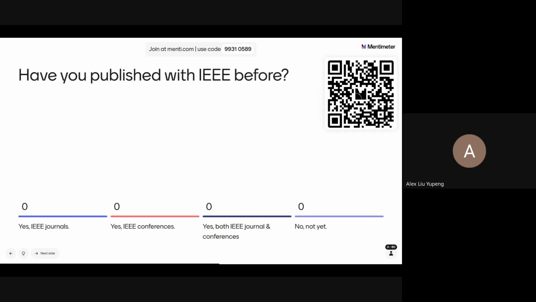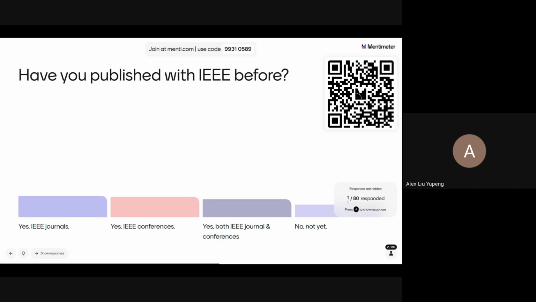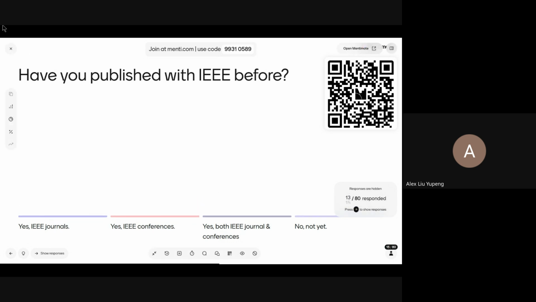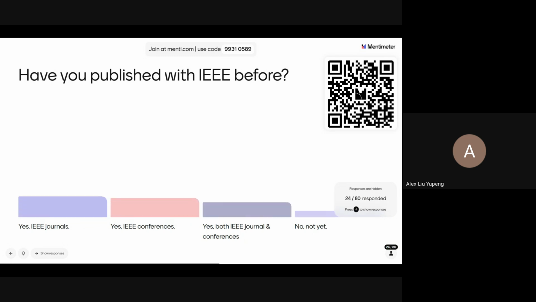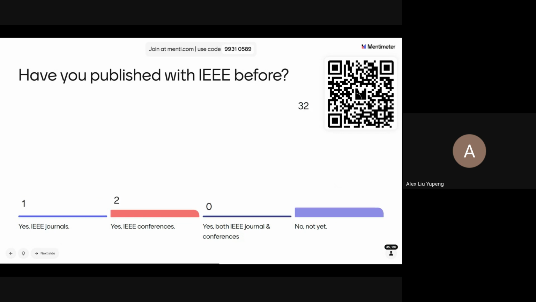The next question is, have you published with IEEE before? Again, it's the same QR code. You don't need to scan it; I'm just leaving it there because sometimes participants just joined. So for those who just joined, you can scan the QR code and participate in the survey about your experience with IEEE. Some of us have published with a journal or conference, but for the majority this is new. That's why we are here, to learn about IEEE publications.